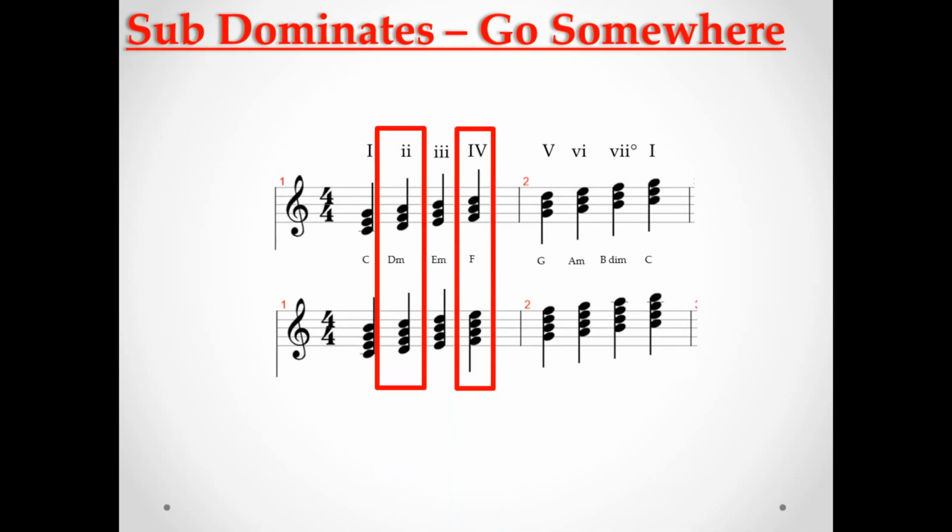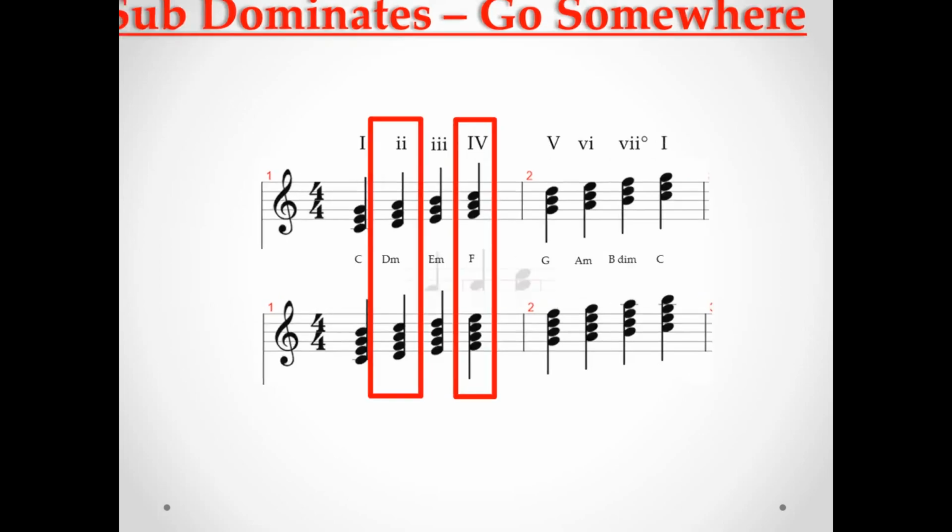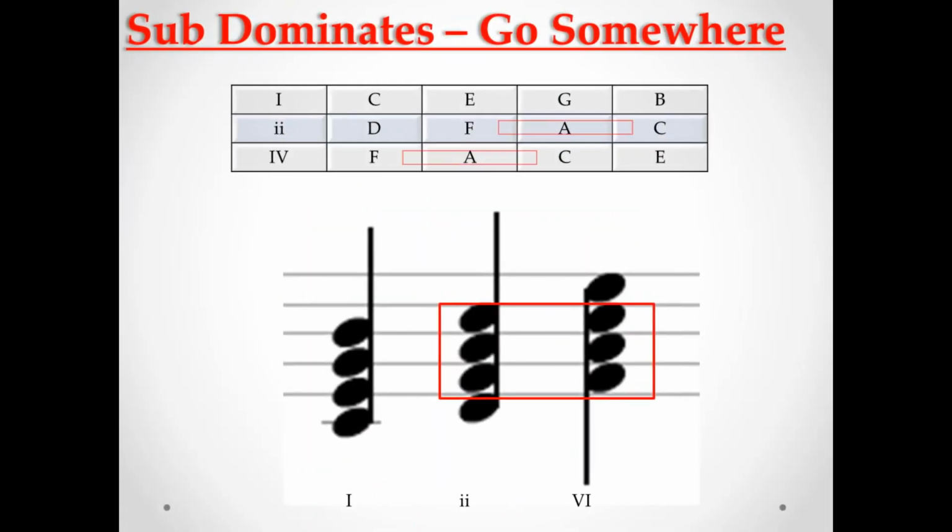These 2 chords right here, the 2 and the 4, are going to take us somewhere. So let's see why. Both the 2 and the 4 chord have these notes in common: F, A, and C. All 3 of these chords only have 1 note in common, and that's the C note. And that's why they tend to take you somewhere else.